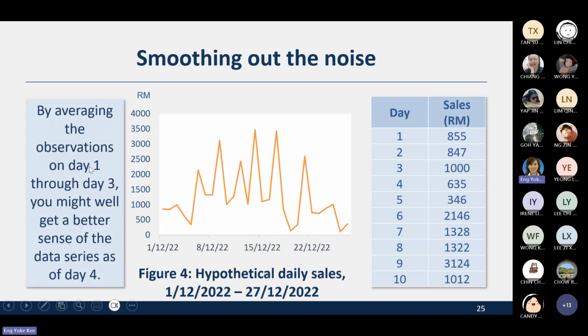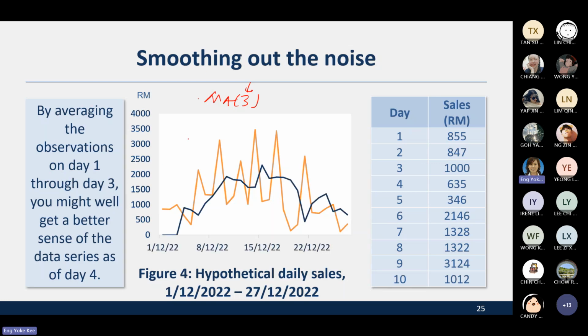By averaging observations 1 to 3, let's say a 3 days moving average. So what do I do? 855 plus 847 plus 1,000, divide by how many? 3. Then I get the second observation: 847, 1,000, 615, divide by 3. So moving the average. What moving average do I use? I use what I call MA3, so 3 period.